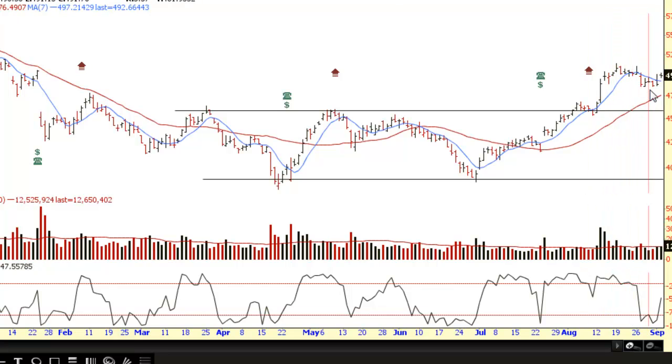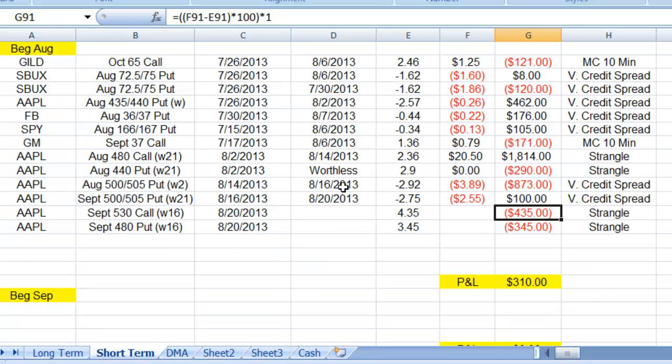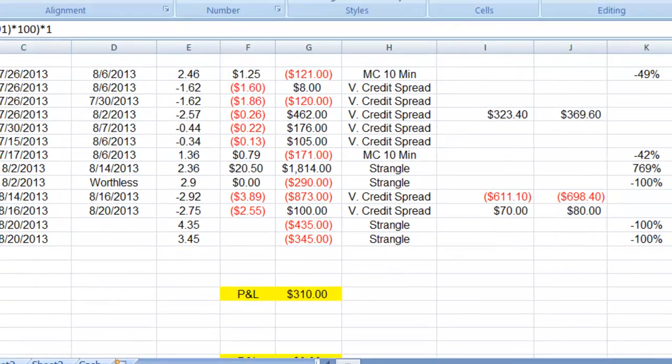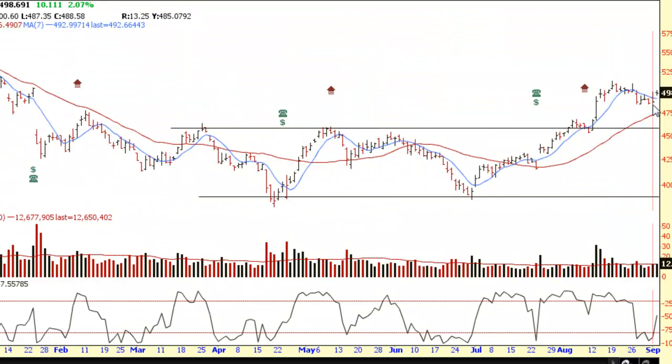It's essentially just a normal pullback, nothing crazy, except that it happened over such a long period of time that the strangle could not work, because the put was profitable and almost in the money. It would have been up to 480 to be in the money. And Apple's lowest close was at 487.